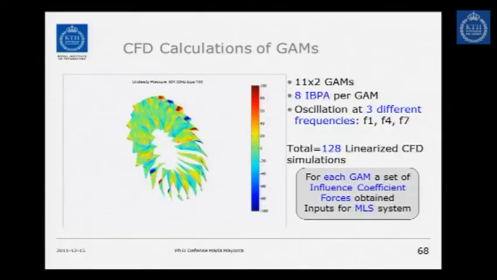So what I do is that now I go to the CFD, I take all my arbitrary modes or these Gaussian modes, and I oscillate them. At what frequency? That's the question. It depends on the range that I want to predict. So if I want to predict from the 1st to the 7th frequency, I now chose to oscillate in 3 different frequencies. And then I can use this database in the specific frequency range that I want. The drawback is that now I have to simulate 128 linearized calculations.